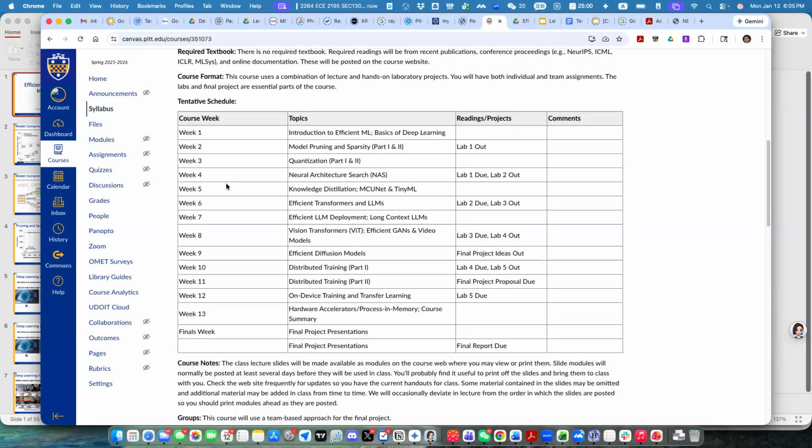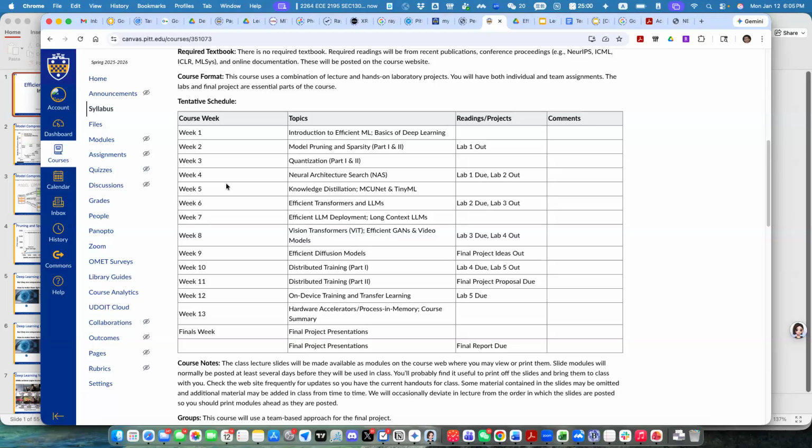I'm also going to talk about distributed training, and on-device training, how to do fine-tuning on the device. Finally, I'm going to talk about some hardware accelerators and PIM, content more related to hardware design. So those are the main topics I'm going to cover for this class, and I may add or drop some content based on our progress.